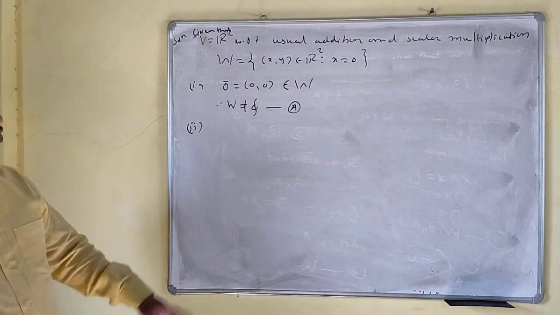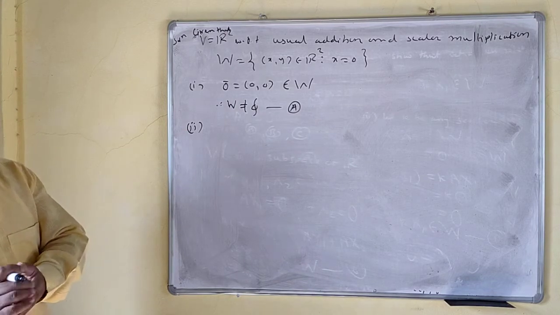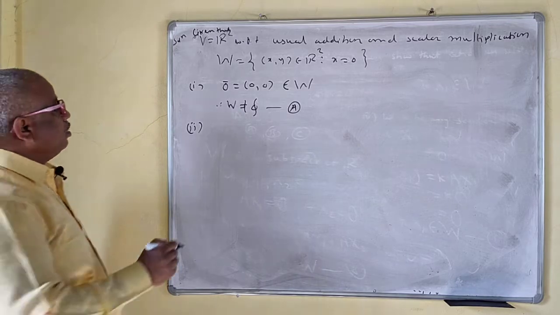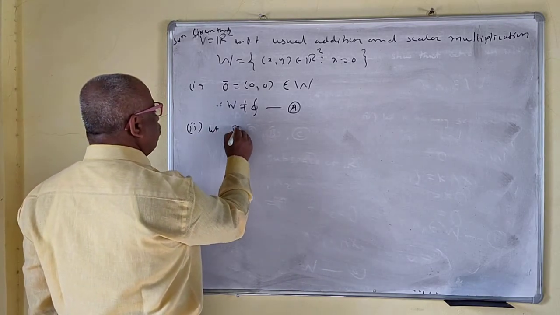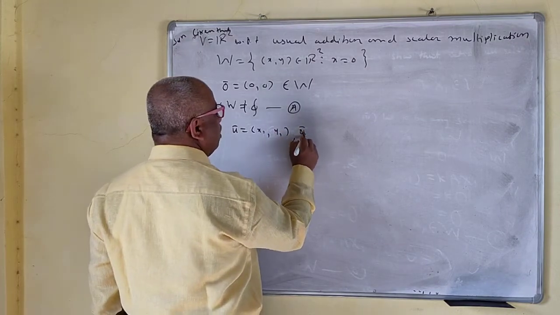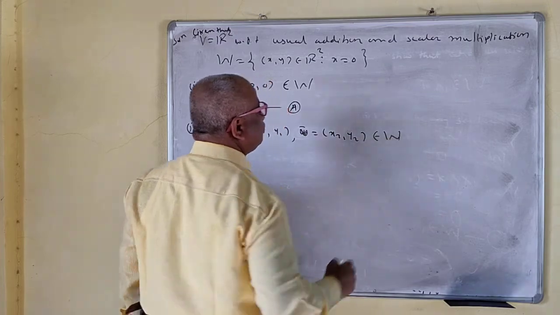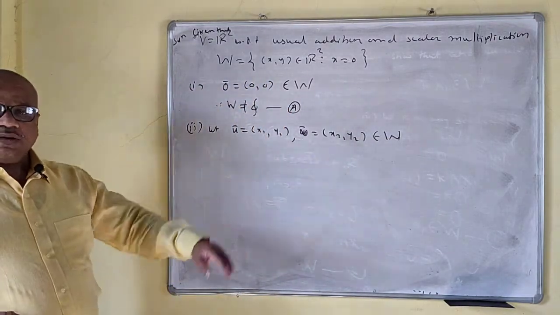Second, W is not empty. Okay. So secondly, what we will do? We will take 2 vectors from W. So let U bar is equal to x1, y1, V bar is equal to x2, y2 belong to W. So these 2 vectors are in W.